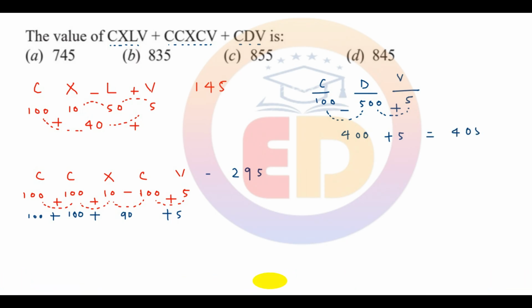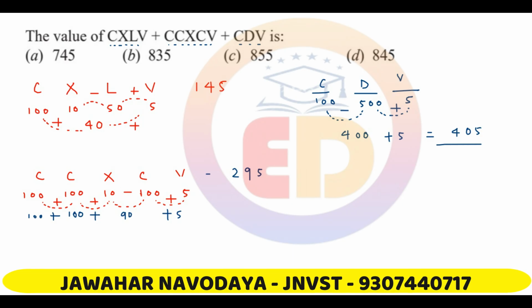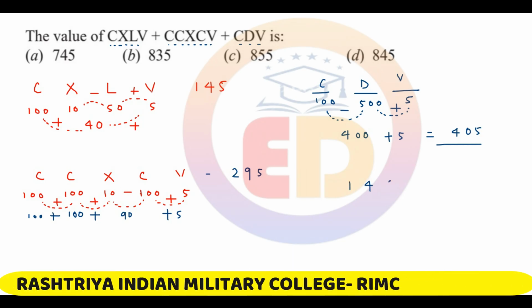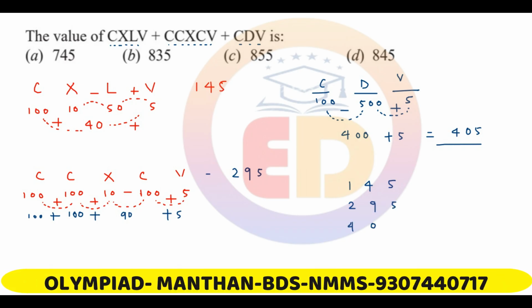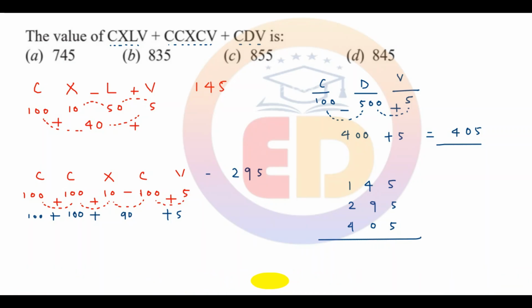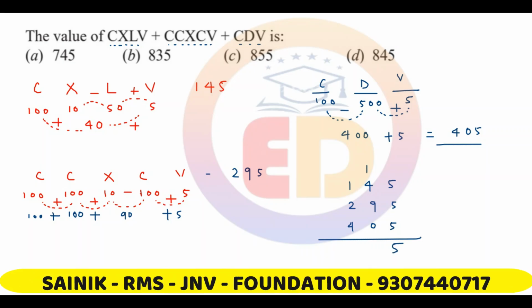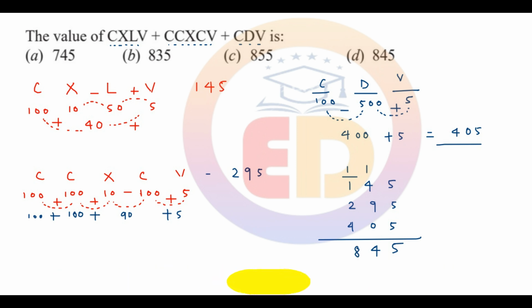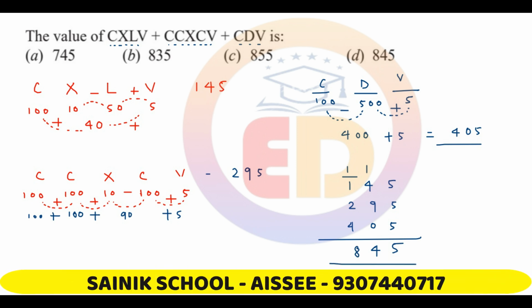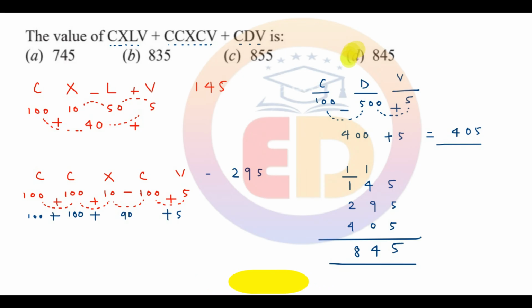Now according to the question we have to add all these three. 145 plus 295 plus 405. On adding them, 5 plus 5 plus 5 is 15, 5 carry 1, 1 plus 4 is 5, 5 plus 9 is 14, 4 carry 1, 2 plus 2 is 4, plus 4 is 8. Answer is 845. Option number D.